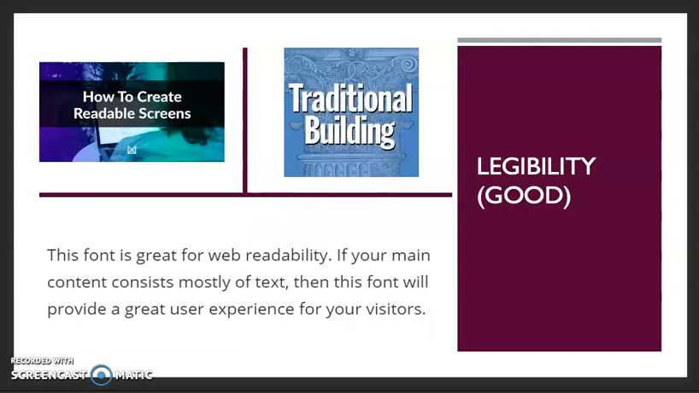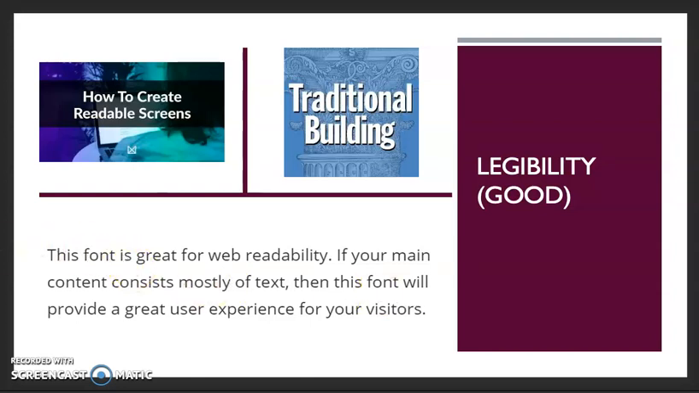Now on to good legibility. The first example, how to create readable screens, has a nice X height between tall and short letters. The second one, the traditional building, is good for legibility with a nice X height also. Lastly, the bottom example has great definition, is spaced well with kerning and leading. It is very easy on the eyes.